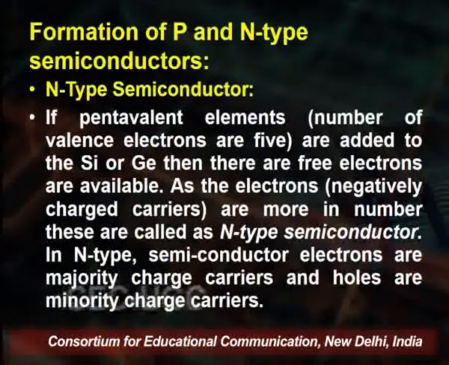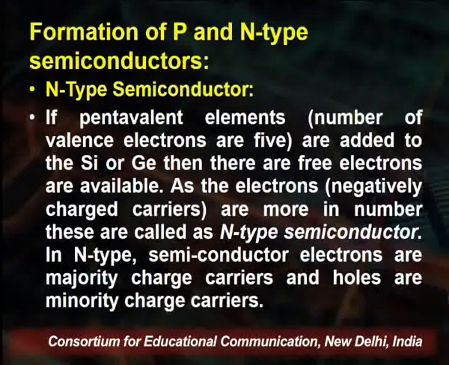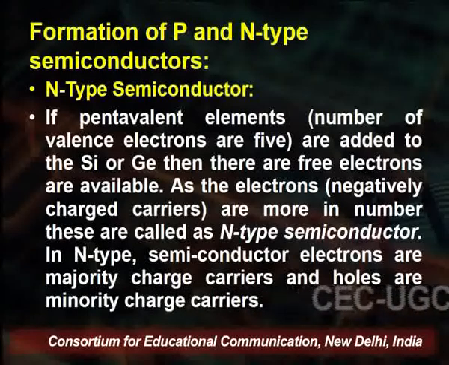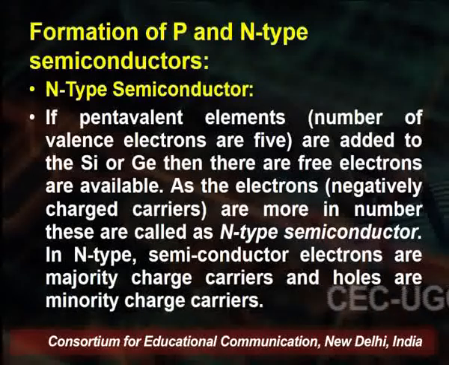Now formation of P and N type semiconductor. As we discussed, the diode is made of the P and N junction. So how is the P and N junction formed? We discuss here. Now N type semiconductor, how do we get it? If pentavalent elements, with 5 valence electrons, are added to the silicon or germanium, then free electrons are available. As the negatively charged electron carriers are more in number, these are called the N type semiconductor.